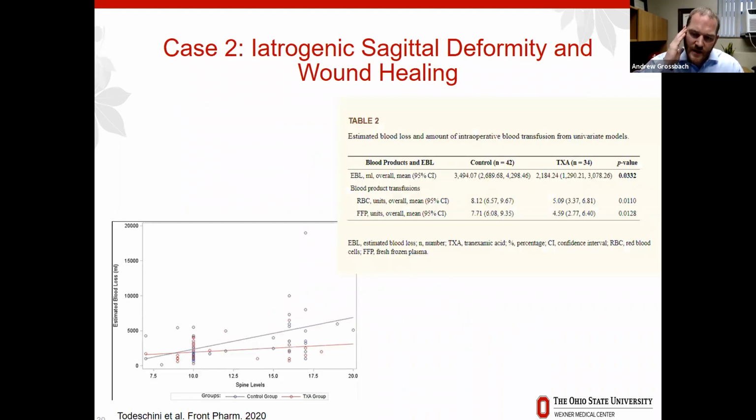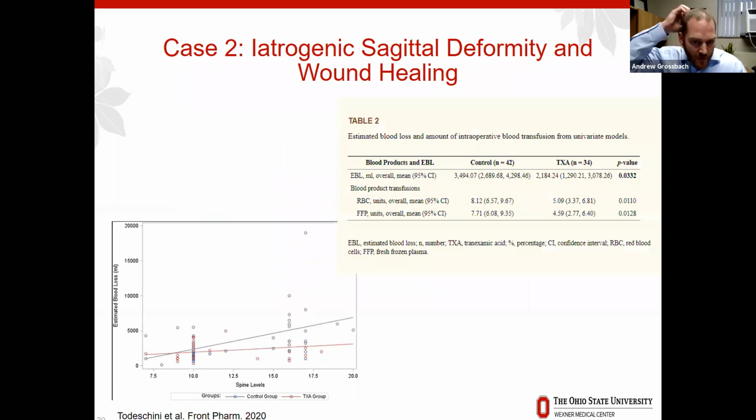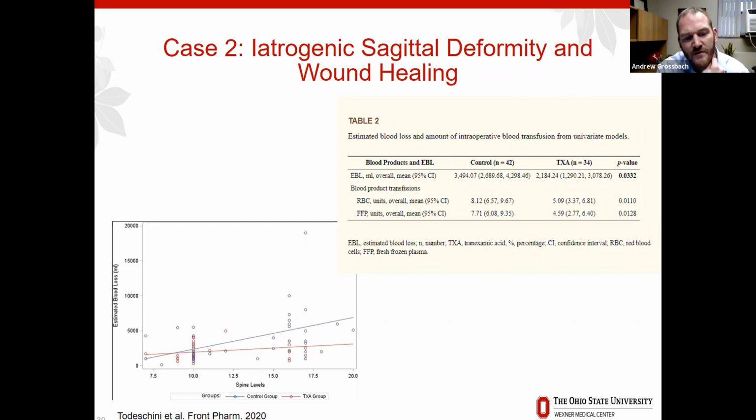One thing that's been used, and I think fairly well published on now, is TXA. This is our data using TXA. On the left here, the red line is our TXA group and the blue line is our control group. As the number of levels fused goes up, blood loss goes up, but less significantly in the TXA group. On the right, our table shows that TXA significantly reduced EBL and also significantly reduced the number of units of red blood cells and FFP.